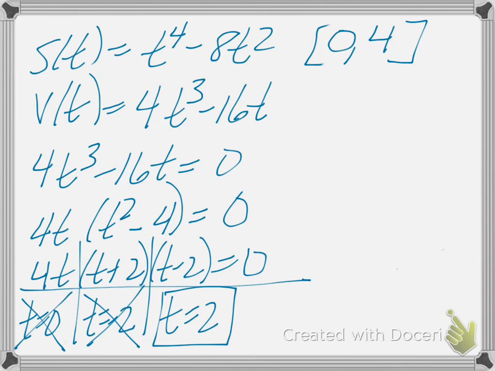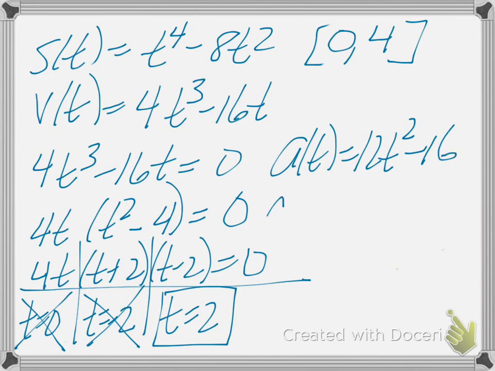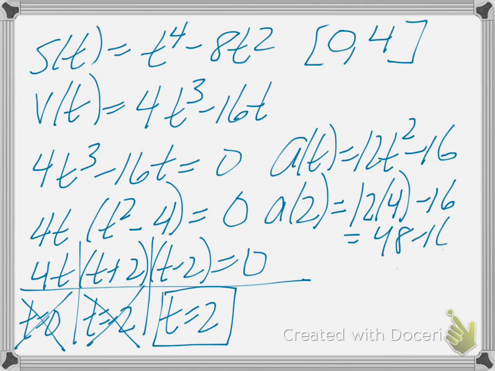But to know for sure if that's what happened, we need to find the acceleration. So the acceleration is going to be this. And then we have to check the acceleration at 2 to make sure that that does not equal 0 as well. Because if it does, that means I did not stop and turn around. That means I'm completely stopped. I'm done. So we're going to get 12 times 4 minus 16. This is 48 minus 16, and that does not equal 0. So that means at t equals 2, we stopped and turned around.